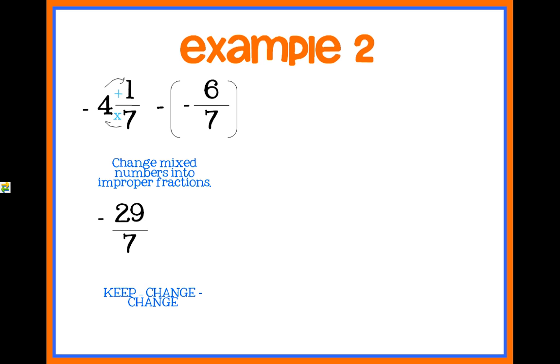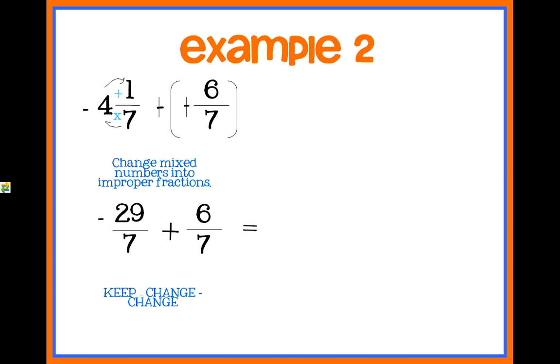Then we're going to bring down, but before we bring down, we need to look. Can we do this subtraction here? And this is where we're going to keep change. So we're going to keep the negative 29 over 7. We are going to change the minus to a plus, and then change the negative 6/7 to a positive 6/7. And this is where we have cleaned things up. Now, it is an addition problem, just like we did earlier. We changed it so now it's easier to do.